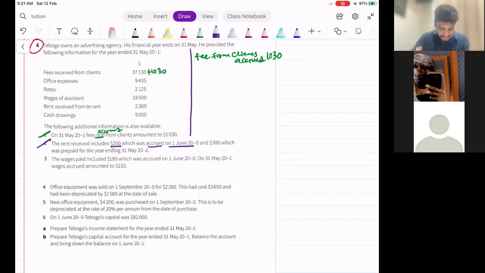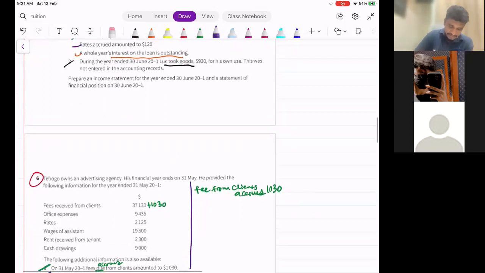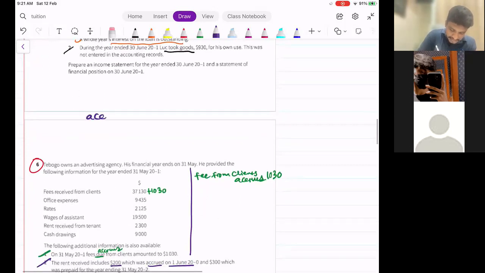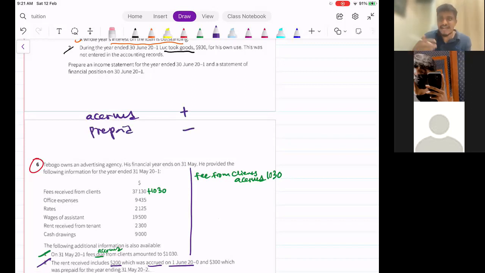Plus. Okay, if you don't know, you will create the formula. The formula is: accrued, normally we plus. Prepaid, normally we minus. When I say normally, it's for closing. When it comes to the opening, the answer will be the other way around. Accrued will be minus, prepaid will be plus.